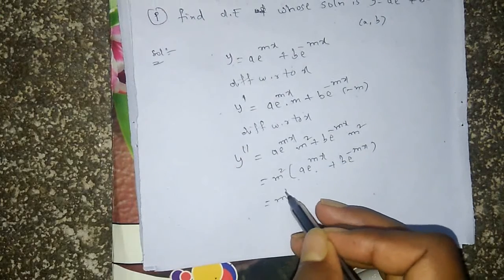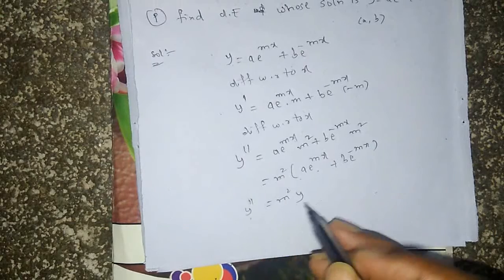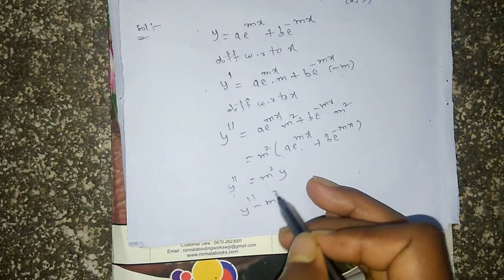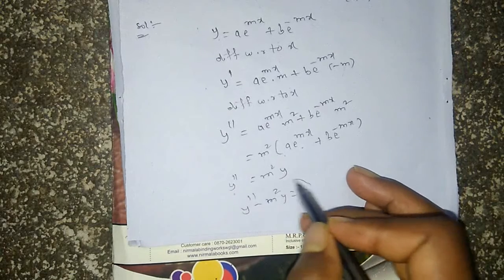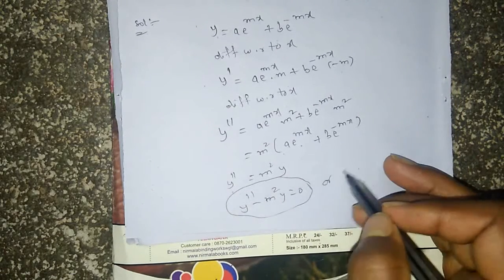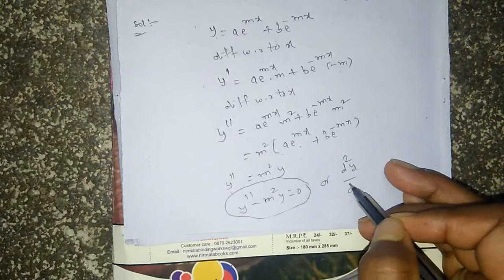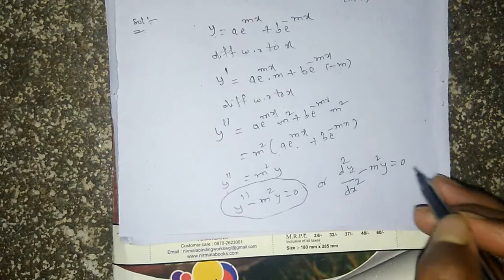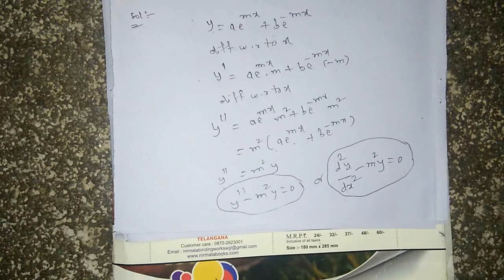So that is equal to m square into y. Y double dash is equal to m square y. Y double dash minus m square y is equal to 0. That is our differential equation. Or y double dash means d square y by dx square minus m square y is equal to 0 is our differential equation.